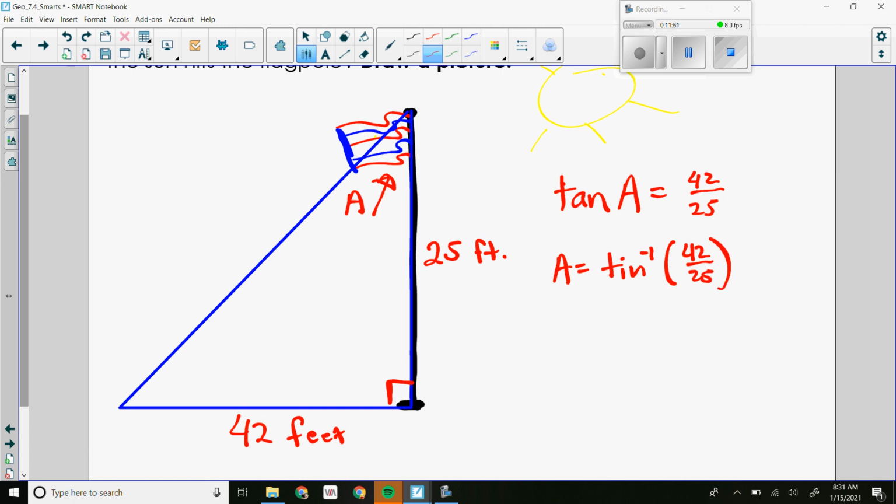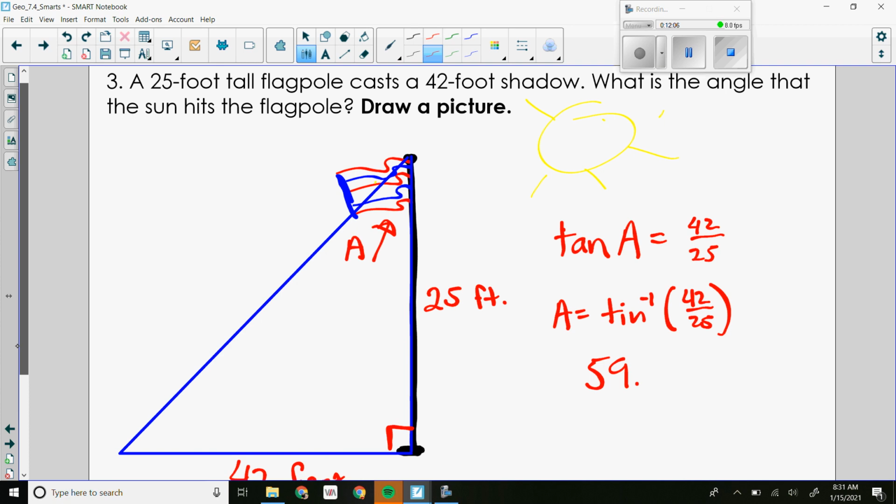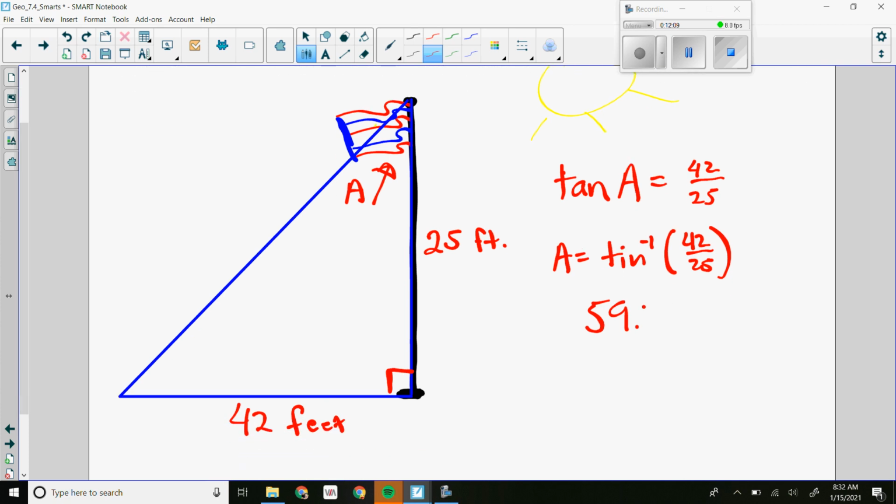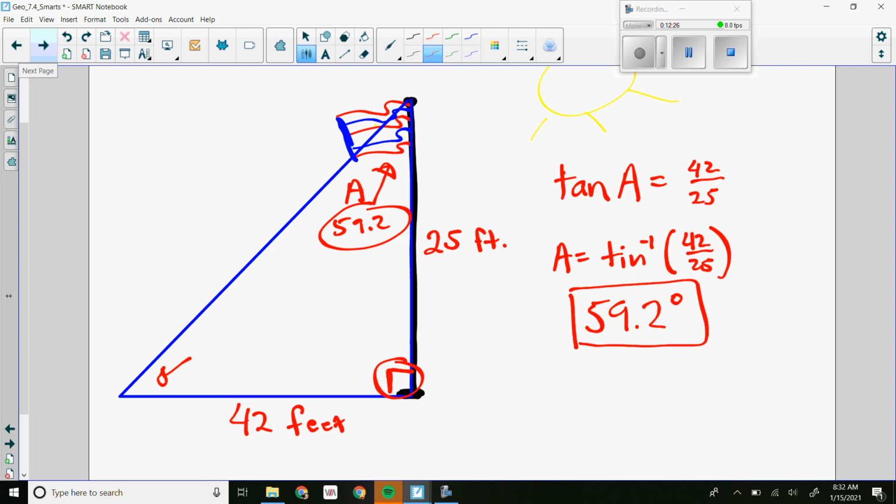Okay, so let's see what that is. Second tangent of 42 divided by 25. And it's 59.237. 59 points. Does it want us to round? It doesn't say anything about rounding. Let's round to the nearest 10th. 59.2. And it says degrees this time because it is the angle. If it wanted the other angle, remember we could take 180 and subtract our 90 degrees and our 59.2, and that would give us what is left. Probably be, let's see, 30.8, I think is what that would be.